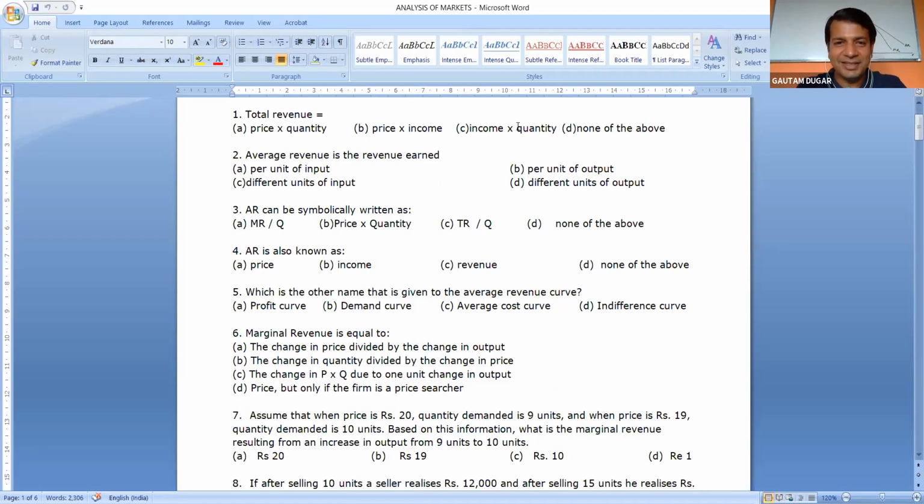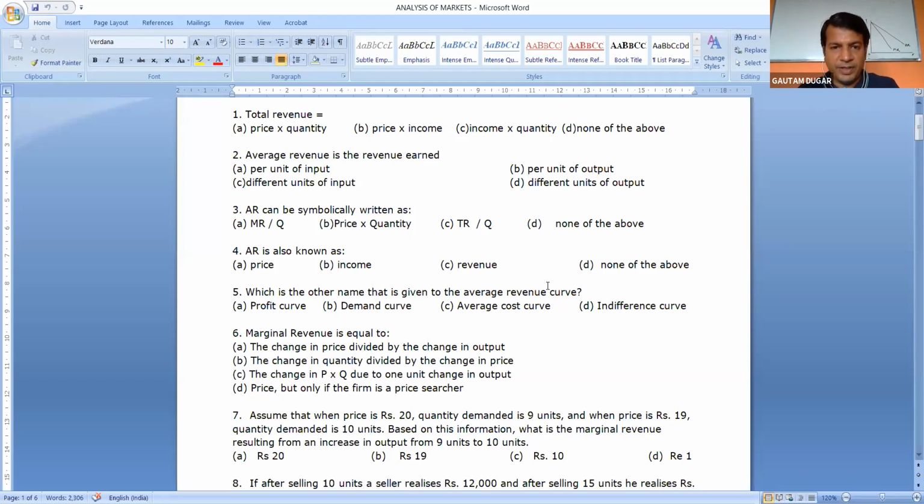Average revenue is the revenue earned per unit of output. Yes, 1, 2, 3 is correct. Average revenue is the revenue earned per unit of output. You said per unit of input; that is wrong. Answer 1 was price into quantity. Total revenue is price into quantity, as we discussed earlier. Number 3, AR can be symbolically written as total revenue by quantity. That is right, 3C. Number 4, average revenue is also known as, we discussed the derivation, price.